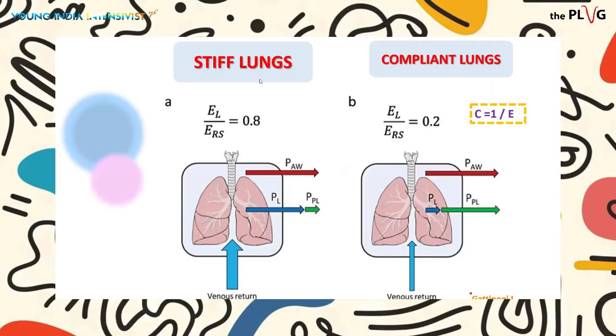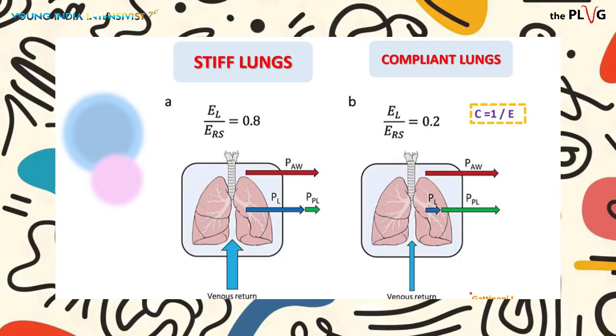Now coming to stiff lungs and compliant lungs, just carrying that forward. E stands for elastance. Elastance is the opposite of compliance; it is 1 by compliance. And elastance is used because when you're doing all these calculations, it becomes easier.